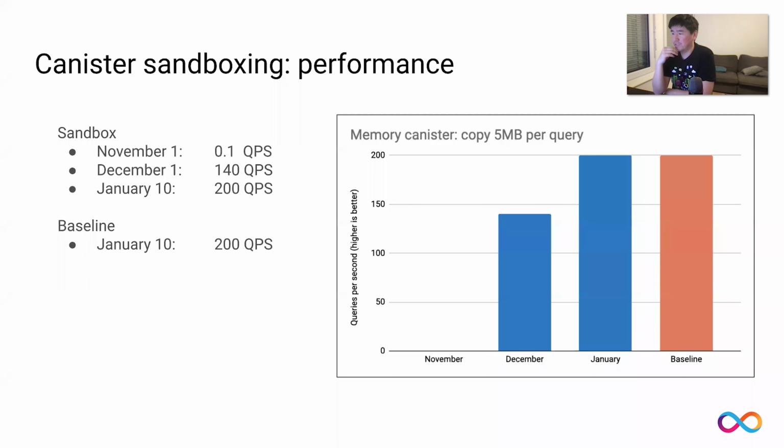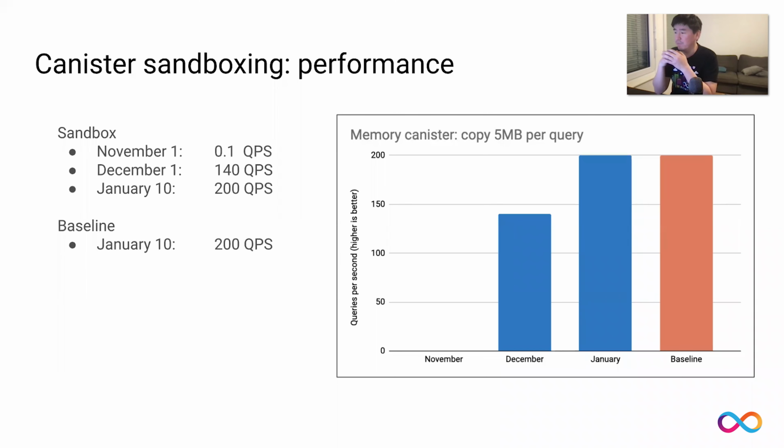The graph shows the throughput on one of our benchmarks that does memory-intensive work, and how the throughput improved over time. We call the benchmark the memory canister. It simulates queries that are doing a non-trivial amount of work. What it does is copy 5 megabytes of data from one memory location in WebAssembly to another. And the initial prototype was very slow. It could do one query in 10 seconds.